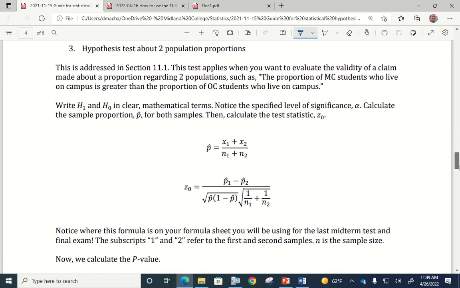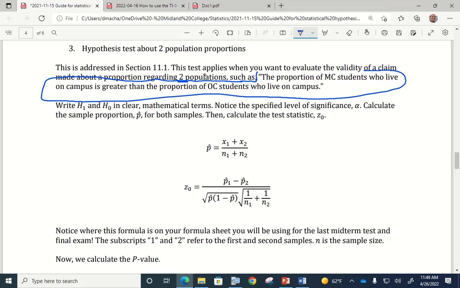And here we are. This type of test is going to apply whenever you want to evaluate the validity of a claim made about a proportion regarding 2 populations. So if I make the claim that the proportion of Midland College students who live on campus is greater than the proportion of Odessa College students who live on campus, that's a claim about a proportion regarding 2 different populations. So my first population is Midland College students. My second population is Odessa College students. And I'm just trying to make a comparison between the 2.